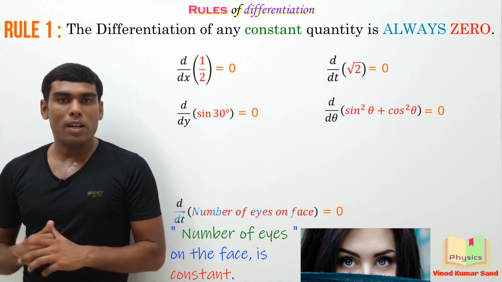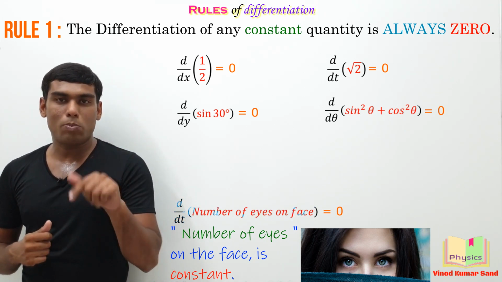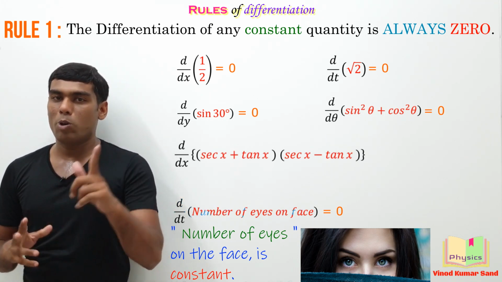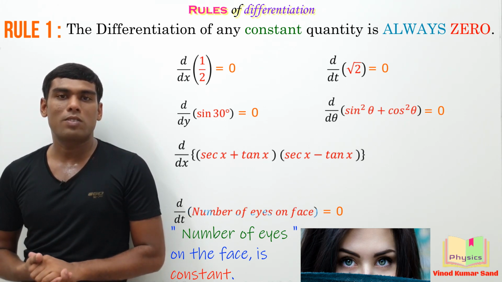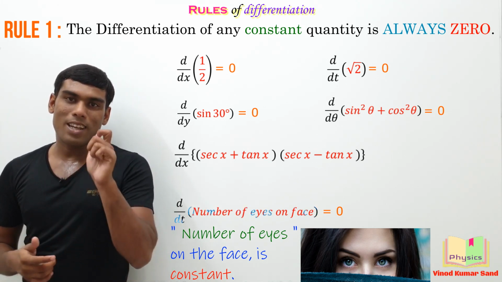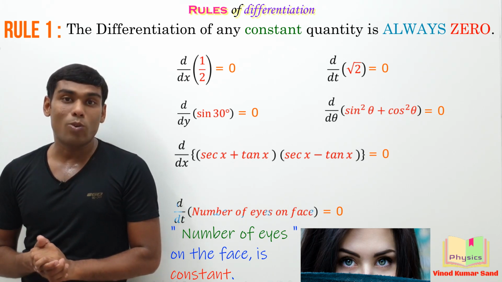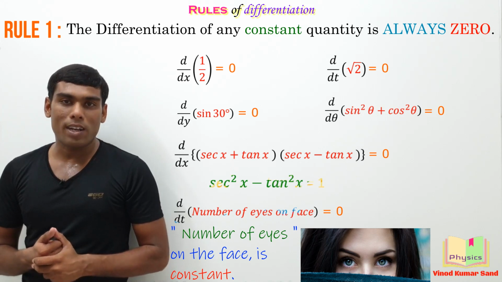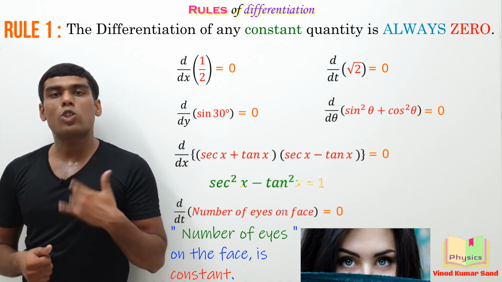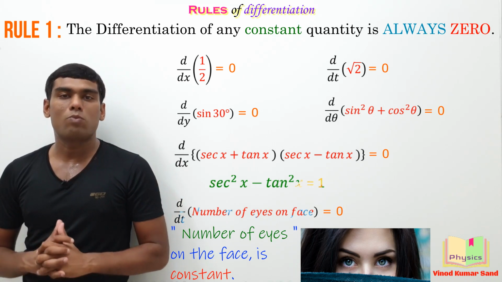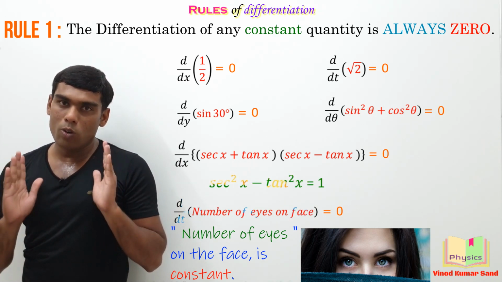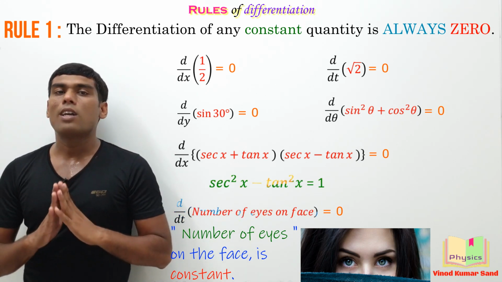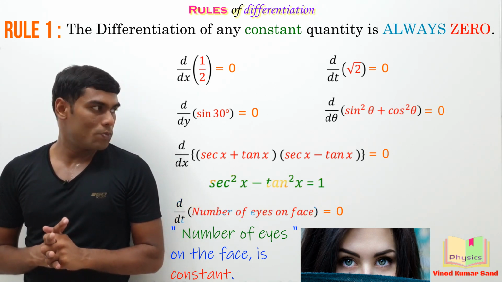Putting up the next example. D by dx bracket sec x plus tan x, another bracket sec x minus tan x. What should be the answer? Pause the video and post your answer in comment box. Correct. This answer will come out to be 0. This is actually an identity. Secant square x minus tan square x, which is equal to 1, and differentiation of 1 will again become 0. So you note down this rule. It's pretty important. Differentiation of any constant quantity is always 0.